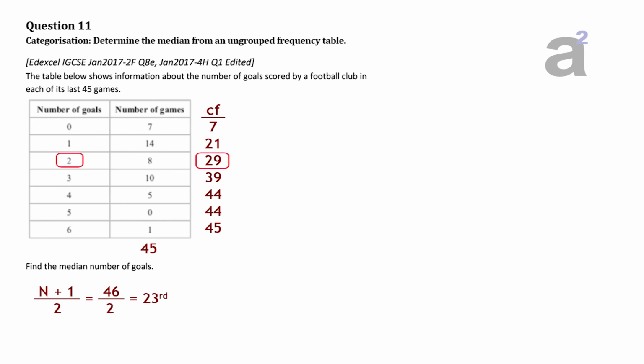Next question. The table below shows information about the number of goals scored by a football club in each of its last 45 games. So median. Median is the middle number. For median in the frequency table, we need the cumulative frequency. The third column will be cumulative frequency. 7 is the first cumulative frequency. That is, the first game till the 7th game had 0 goals. 8th till 21st had 1 goal. After 21, 22nd till 29th had 2 goals. So the 23rd is coming in this. So the median is 2.